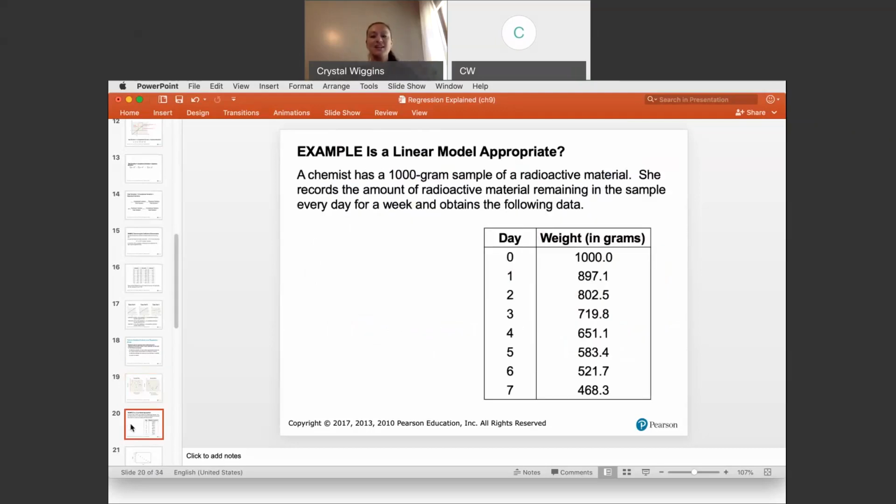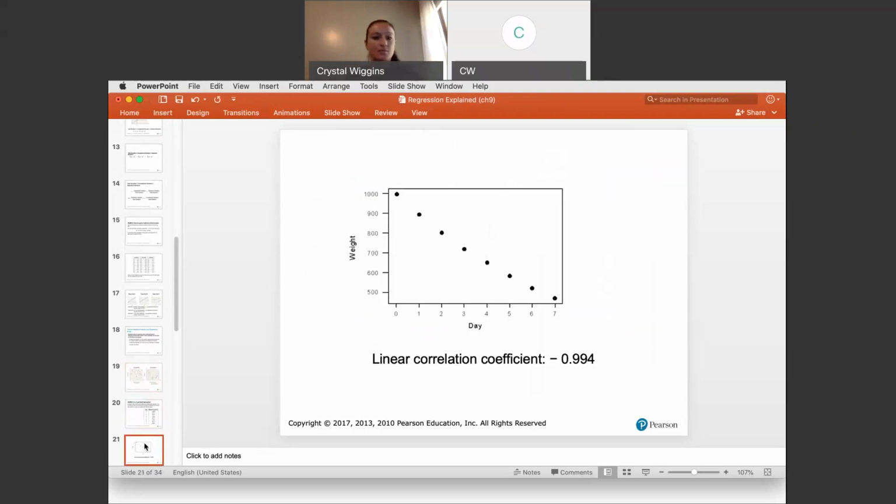Looking at this example, a chemist has a 1,000-gram sample of radioactive material. She records the amount of radioactive material remaining in the sample every day for a week and obtains the following data. Here is the scatter plot of the data. It has a strong negative linear trend. I'm not surprised that the correlation coefficient is very close to -1, because although it has a slight curve, the points are pretty lined up.